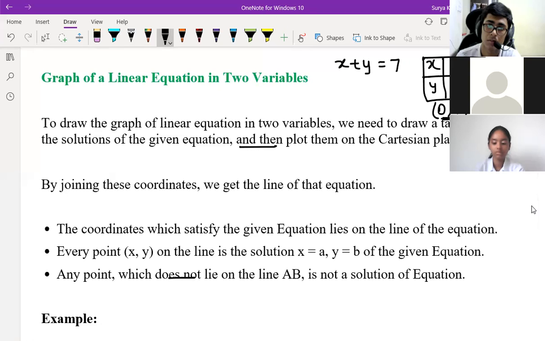Yes. And if you put y equal to 0, you get x is equal to 7. So this is 7, 0. This is also a point. If you join both these points, you will get one line. Is it clear, Sai Charan?